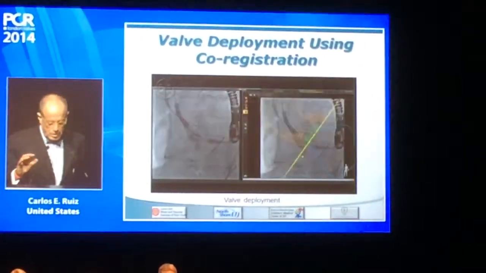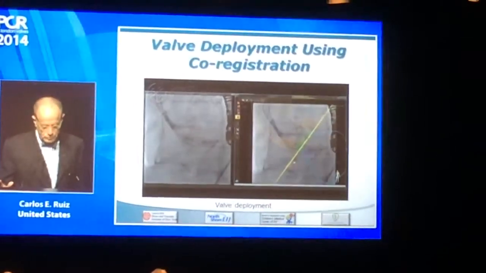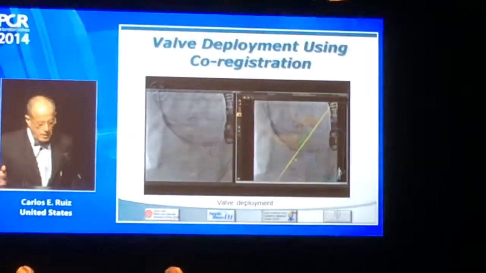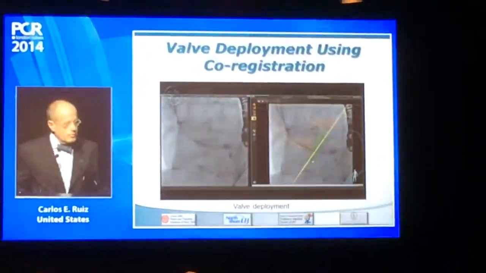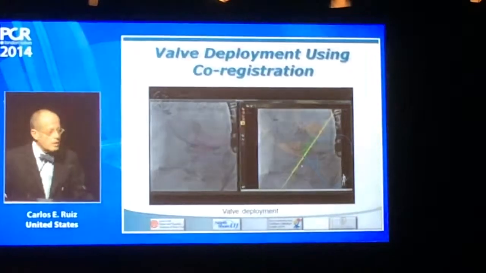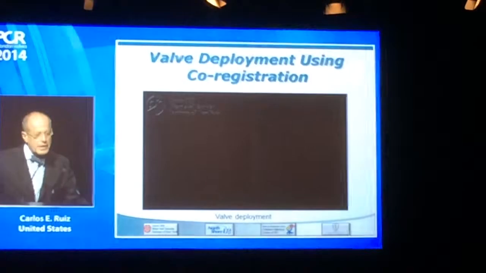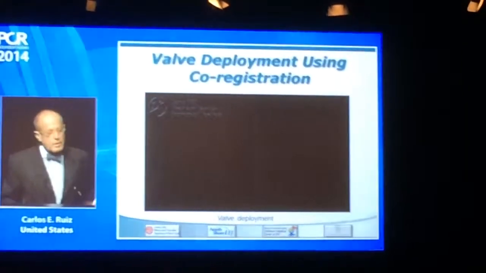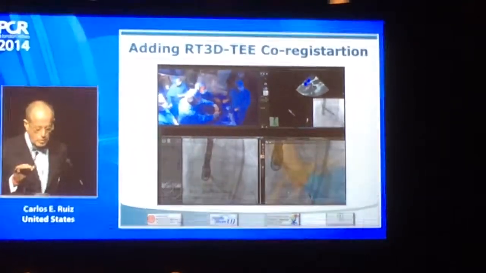But it does confirm very well, as you can see here, during the deployment of the valve. And the main advantage is that it obviates many of the multiple injections during the deployment. It is now so reliable that we've done patients with severe renal function impairment where they had previous CT acquisitions, and based on that, we were able to do that deployment with very minimal contrast during the procedure.